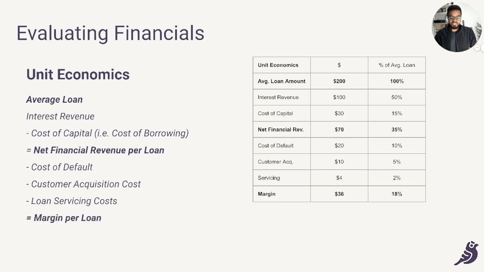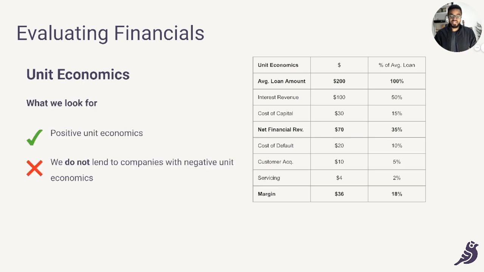Now, what does this tell us? This tells us that for every loan the company gives out, it is making $36 or 18% of the average loan value. When evaluating a company, we typically want to see these sorts of positive unit economics. We practically never lend to companies with negative unit economics, as it means that they're losing money on every loan and will have a hard time servicing their debt sustainably.